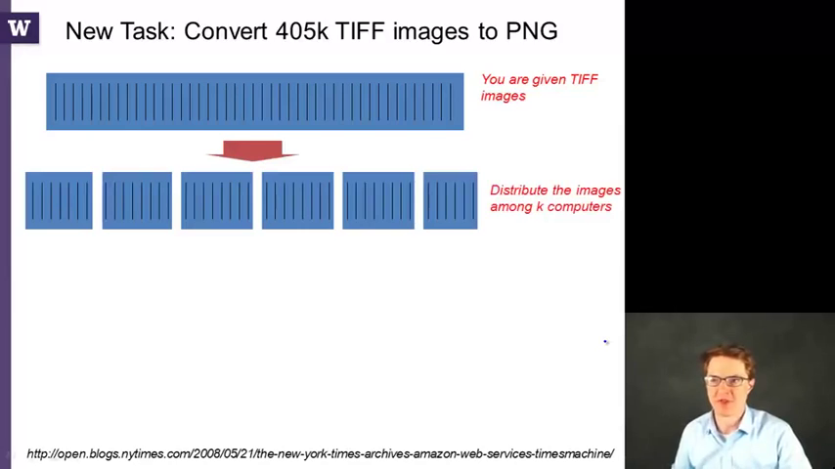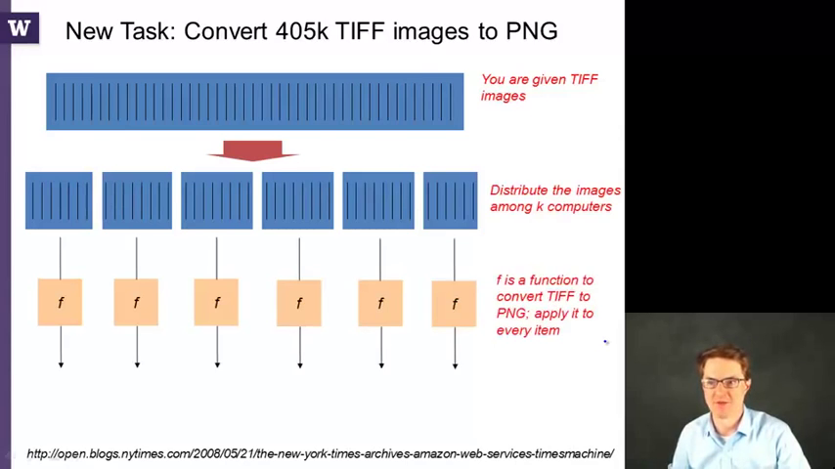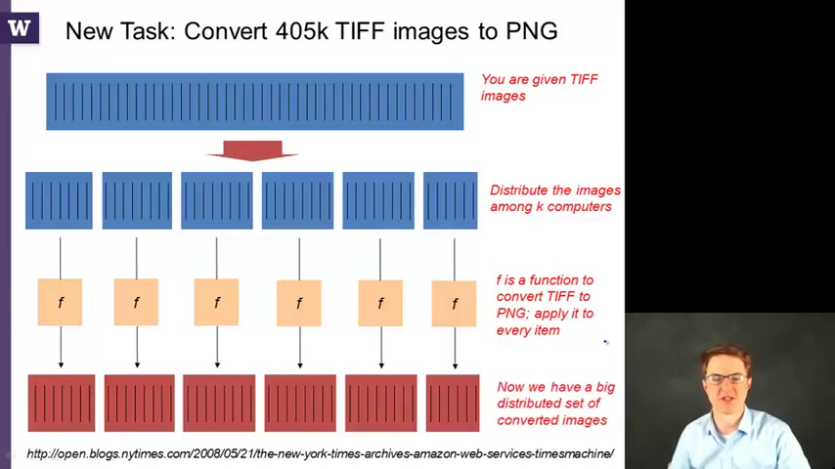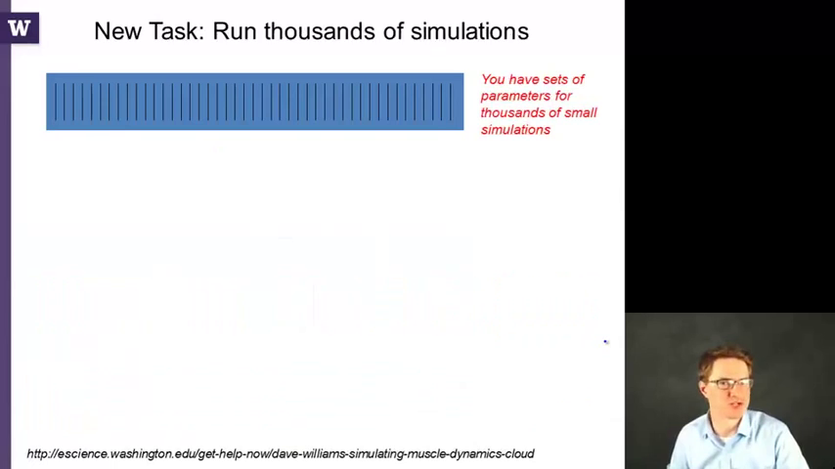But the schematic looks sort of similar, right? You take a big set of TIFF images and you split them into chunks and put them on a bunch of different computers, and you have a function f that converts a TIFF to a PNG and does the other work too, let's say. And what you get out is the data set you want, a bunch of PNG images, and they're distributed across these machines. Fine. So let's look at another example.